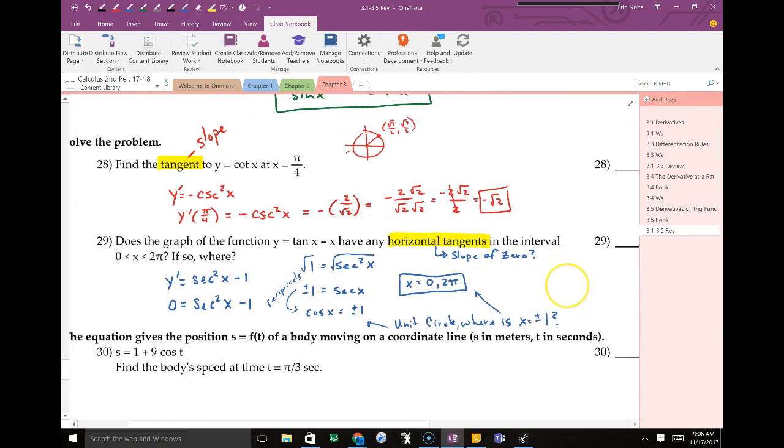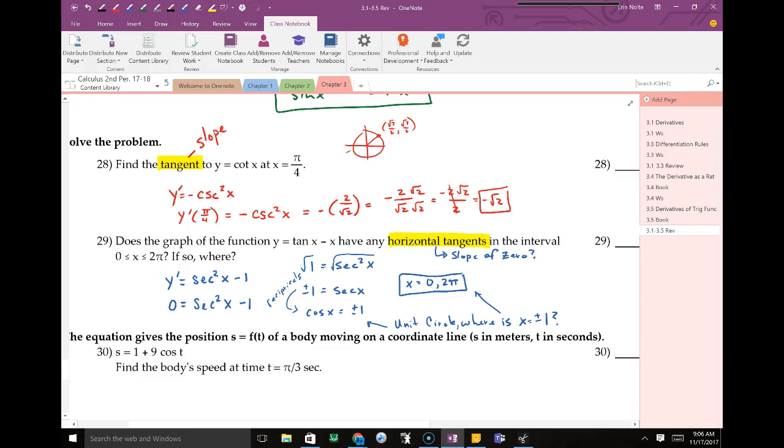29. Okay, so 29. Good question. I like this question. Anytime they ask us to find a horizontal tangent, they're asking us, where is the slope 0? So for me to figure out where the slope is 0, I have to derive the function and set it equal to 0. So we derive the tangent of x minus 1, getting secant squared minus 1, set it equal to 0, and this requires you to remember how to solve a trigonometric equation.